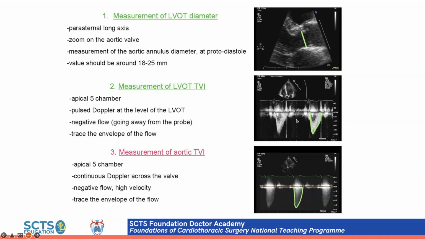Then we want to see the flow of the blood across that. When you've got aortic stenosis, you find this nice envelope here, with a downward stroke, and that's actually the velocity. That's called the VTI. So the aortic valve velocity is measured using this particular echo.